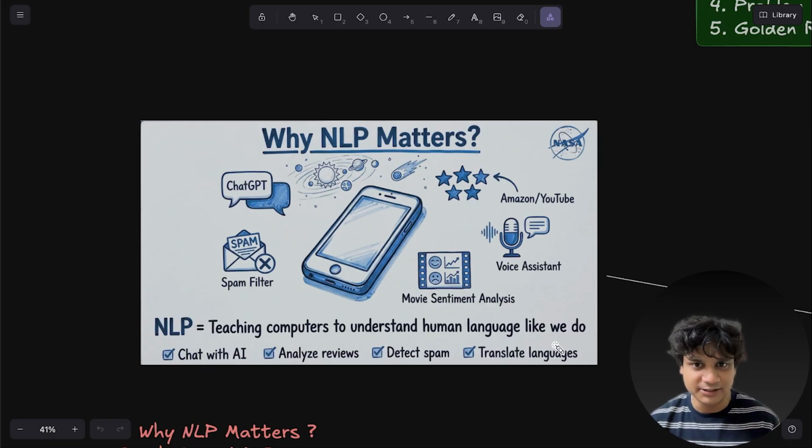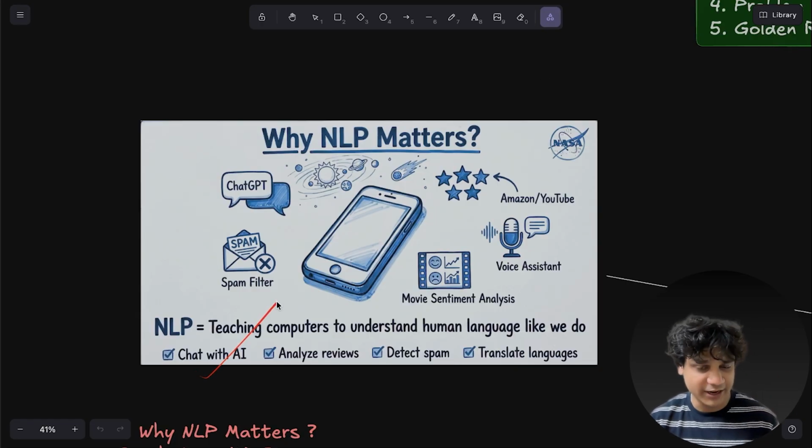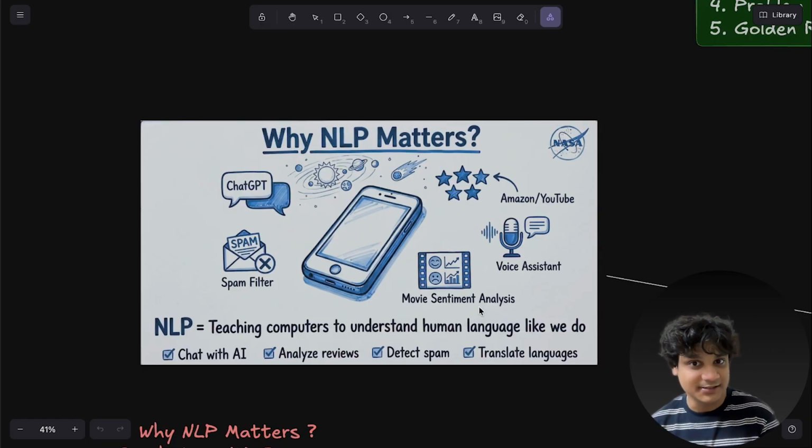Whatever your natural language is, it does not necessarily mean English, it can be any language, right? So that you can chat with your AI model, so that you can analyze a review, so that you can detect spam. In email, you get so many emails classified directly into spam, right? So how does the computer do that?